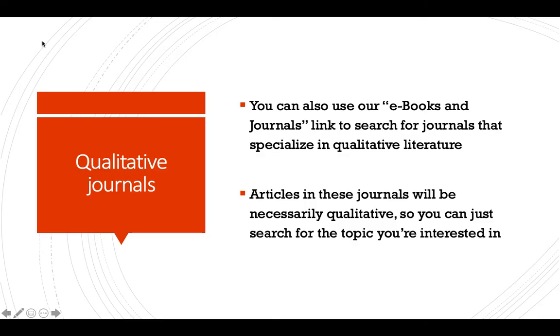Another thing you can do, instead of searching in a database and then limiting your results to qualitative articles, you can start by looking in a qualitative journal. So you can go to the library's ebooks and journals link on the homepage and search for journals that specialize in qualitative literature. So there are a whole bunch of journals in social work that specialize in qualitative literature. You can go to their websites and look through their tables of contents and see if there is an article that matches what you're looking for. So then it's necessarily going to be qualitative in nature right off the bat.